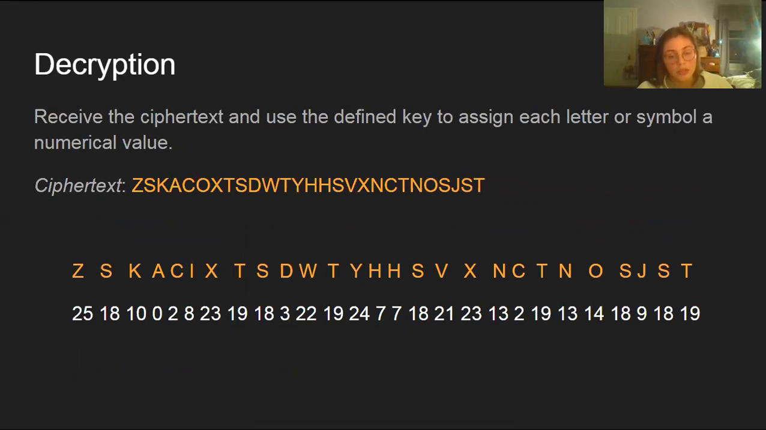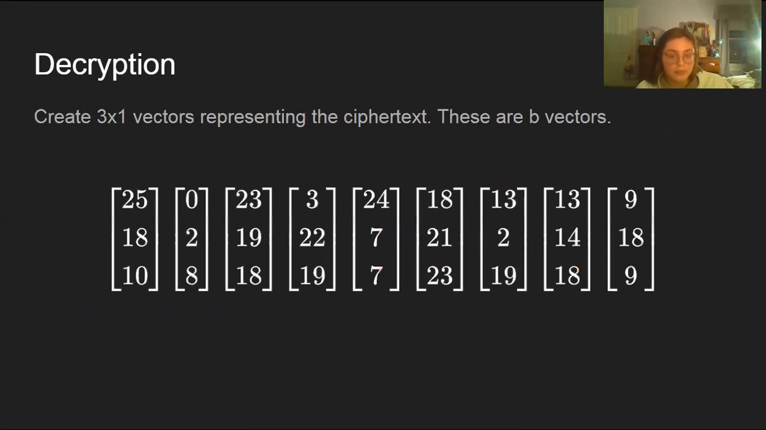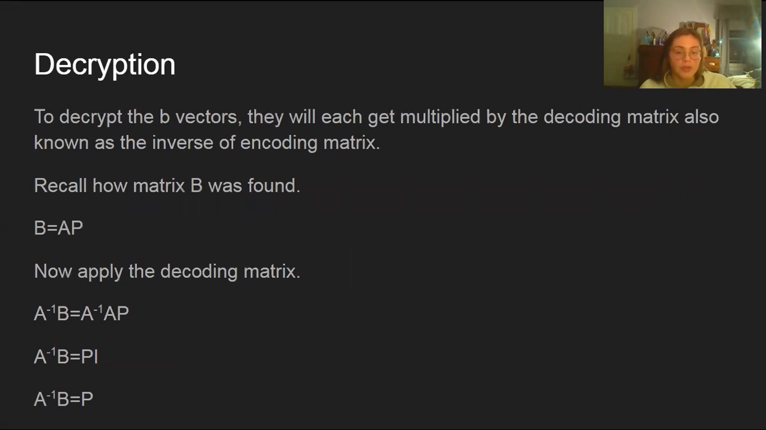Now let's decrypt this message. So you'd receive the ciphertext, and once again you use the key and assign each letter or symbol to its numerical value. Then you put the ciphertext in 3x1 vectors, and these will be our B vectors. To decrypt the B vectors, they get multiplied by the decoding matrix, and this is the inverse of the encoding matrix.